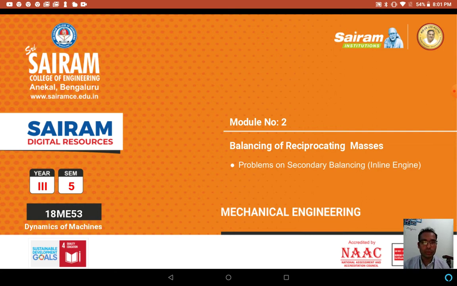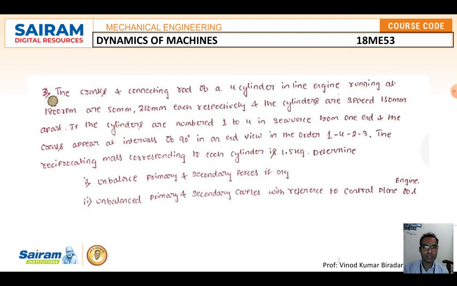Now we are going to solve problems on secondary balancing of an inline engine. This is similar to the balancing of reciprocating masses, but here we consider both the forces and the couple, whereas in balancing of rotating masses we do not consider that. If you solve one problem, you will understand better. So the question is given like this.